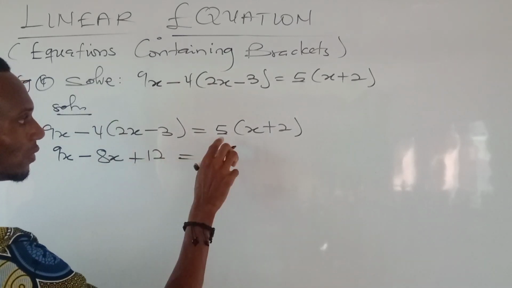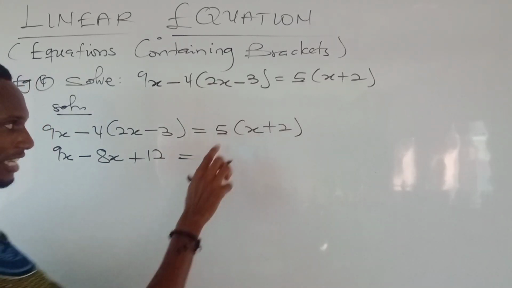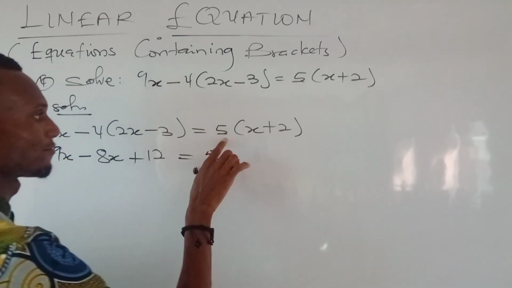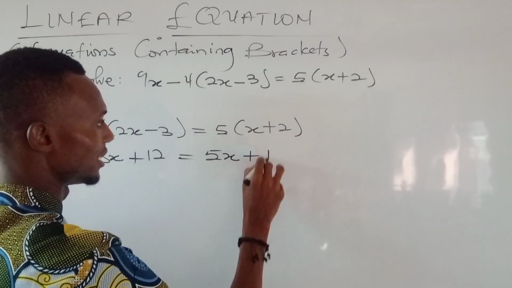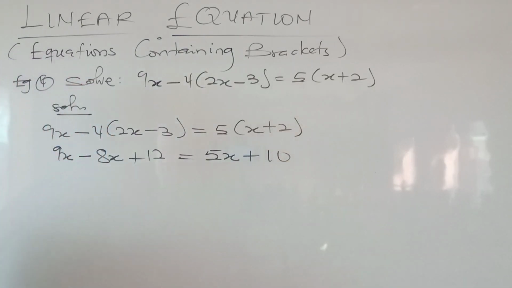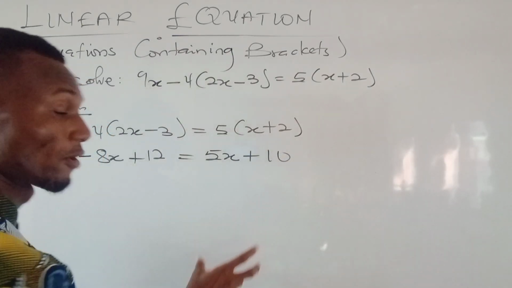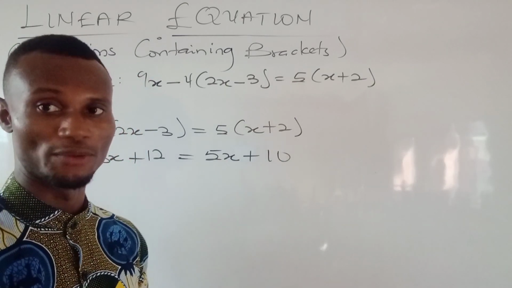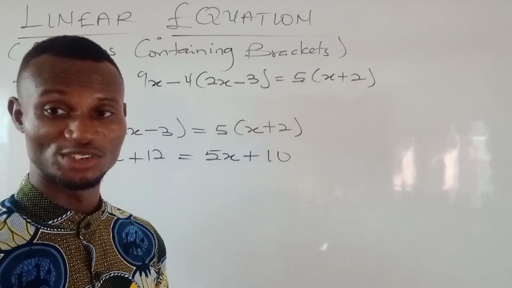So equals to the 5 also open its bracket. 5 times s will give me 5s, okay. And the 5 times the positive 2 gives me positive 10, okay. Please hope you agree with me. Now from here, we just apply the grouping of like terms, okay, which we've learned in the previous videos.